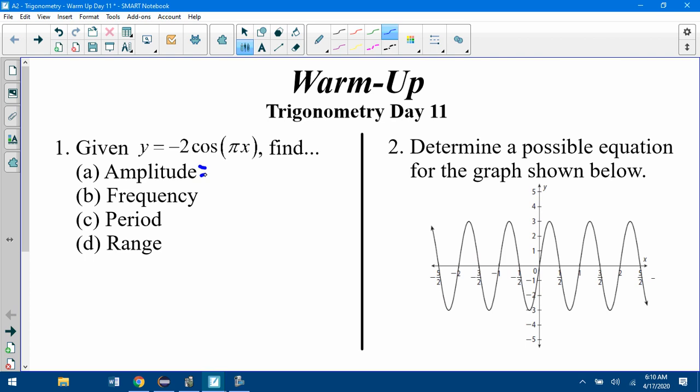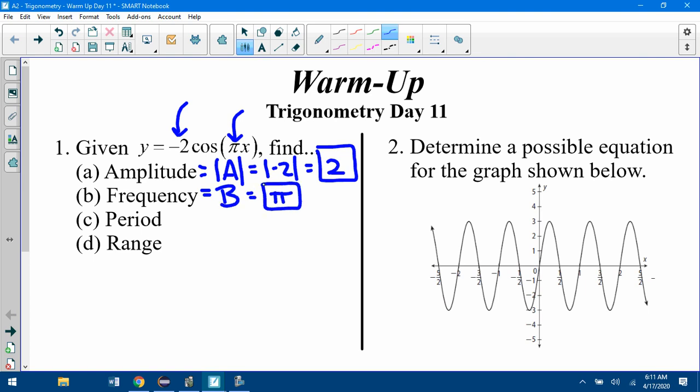Amplitude is always the absolute value of A, which in this case is the absolute value of -2. So the amplitude is 2. Remember, the amplitude is always positive because we're talking about how far it's stretched. Frequency is the number in front of the x. The b value, in this case, is pi. Which doesn't really mean a lot. That just means there's pi amount of curves between 0 and 2 pi.